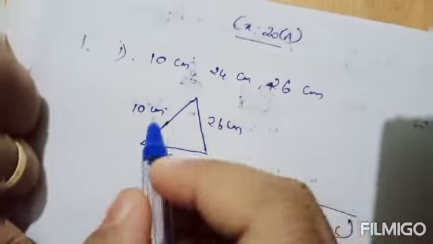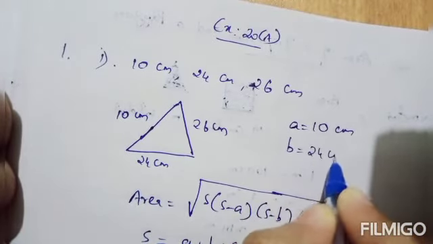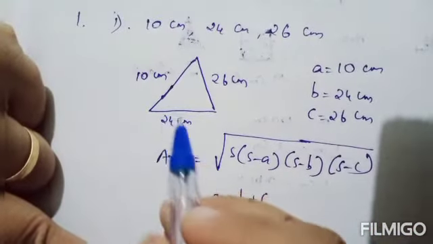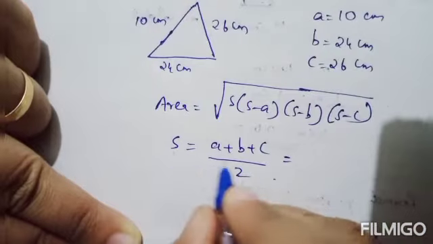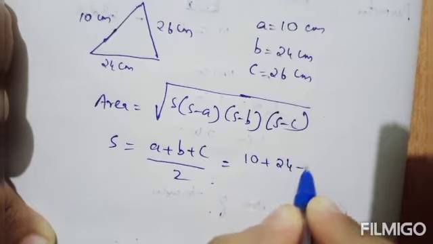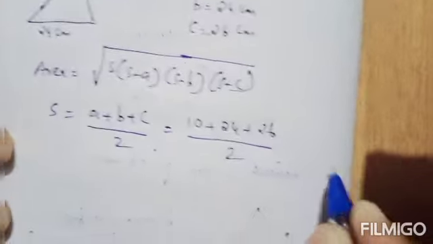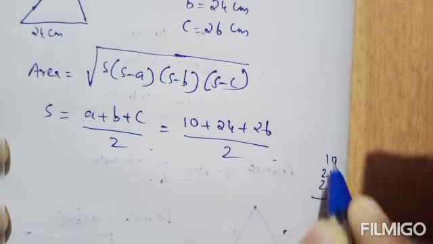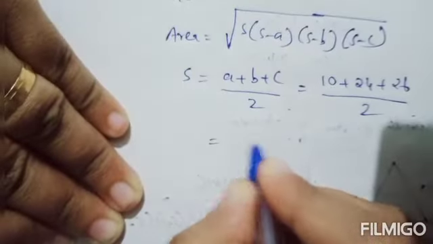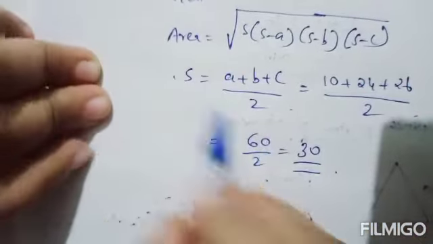Here let us take a equal to 10 centimeter, b equal to 24 centimeter, c equal to 26 centimeter. So how can you find this s? a plus b plus c by 2. So 10 plus 24 plus 26 whole divided by 2. Now adding 10 plus 24 plus 26, what will you get? It is 60. So 60 divided by 2, you will get 30. So s you got 30.